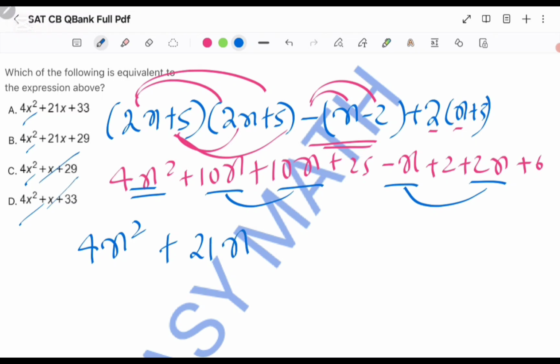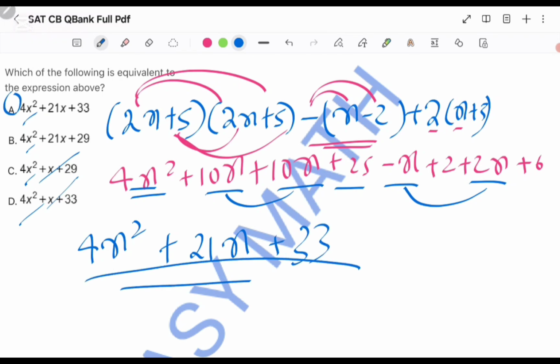I can directly remove C and D from all of my guesses, and now I'm left to see what is the right constant. So we have 25 plus 2 plus 6, and that leaves me with a 33, and that matches answer choice A.